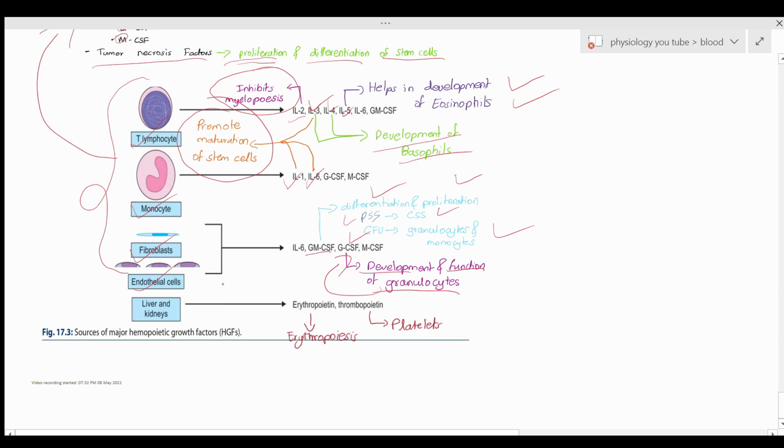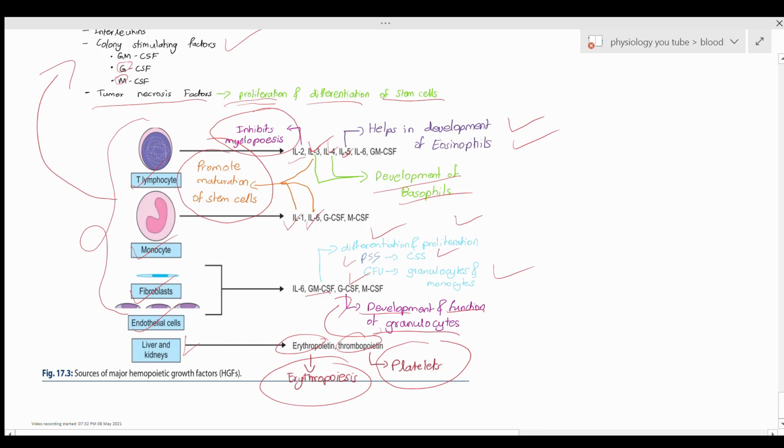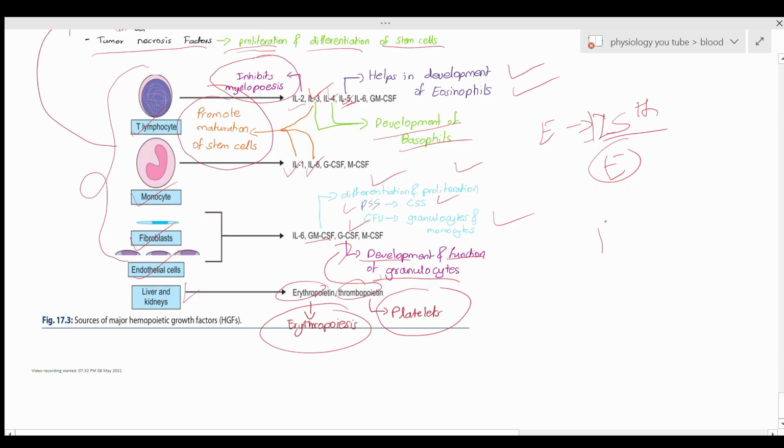Here liver and kidney cells secrete erythropoietin and thrombopoietin, which help in erythropoiesis and platelets. Here one more thing, interleukin 5. E is the fifth alphabet of the English language. So eosinophil for fifth, interleukin 5. This is all about leukopoiesis.